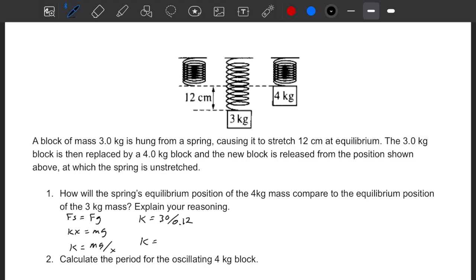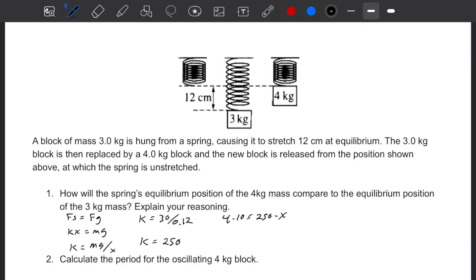So the spring constant itself is going to be what? 30 divided by 0.12? So 250. Now that spring constant doesn't change. So now if we have a new displacement, we would have our 250 spring constant times x is equal to mg, the new mass being the new m, 4 times 10, so 40. So 40 divided by 250 will get us our new displacement. When we calculate that, we'll be able to say emphatically what's going on with the proof with the numbers.